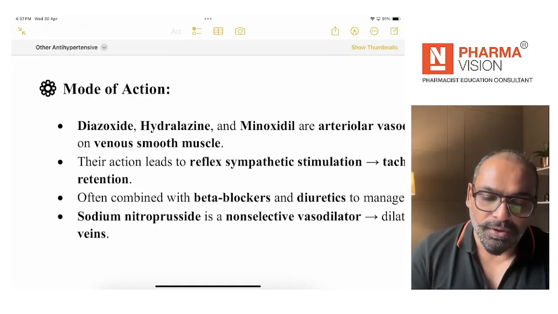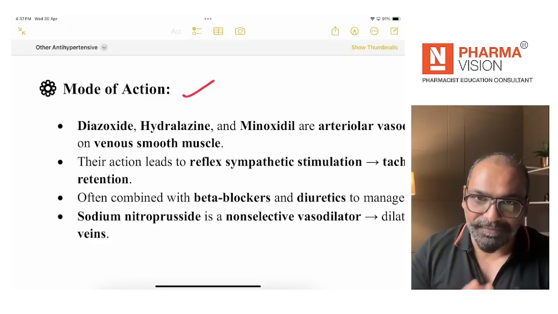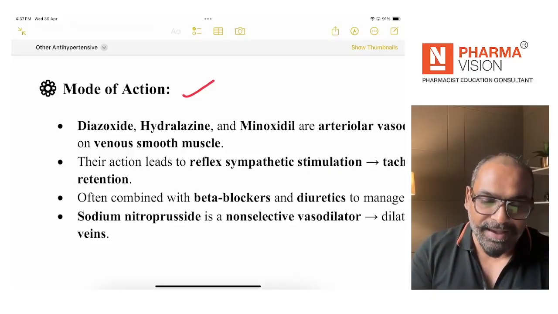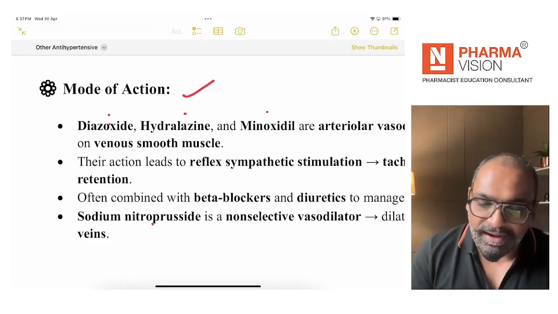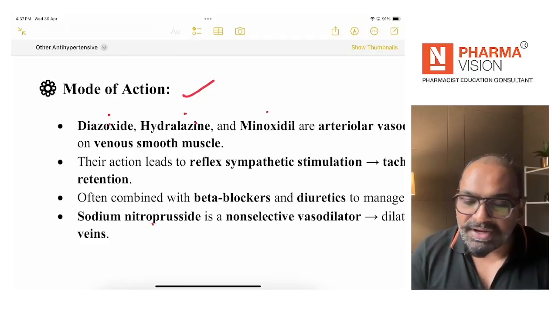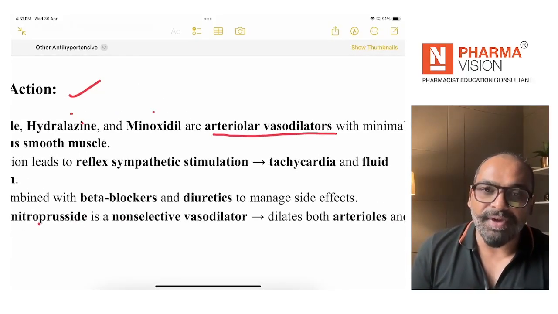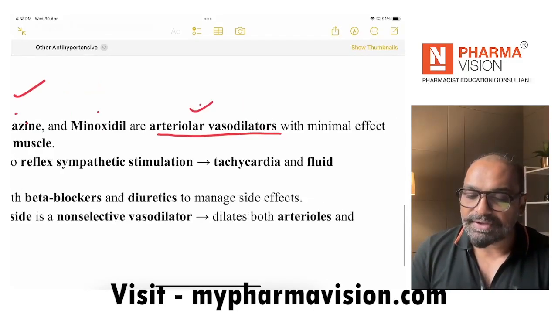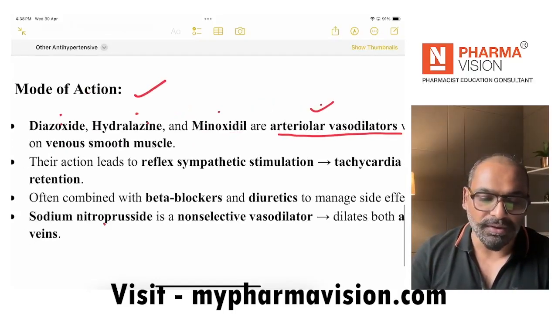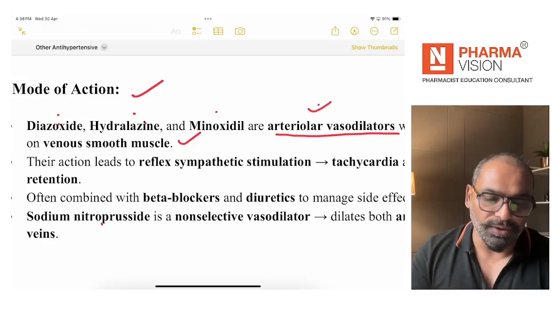So in the vasodilatory medications, in total we have four different medications in this group: diazoxide, hydralazine, minoxidil, and sodium nitroprusside. But diazoxide, hydralazine, and minoxidil, these three medications are mainly arterial vasodilators, with minimal effect on venous smooth muscle. That is very important to remember.